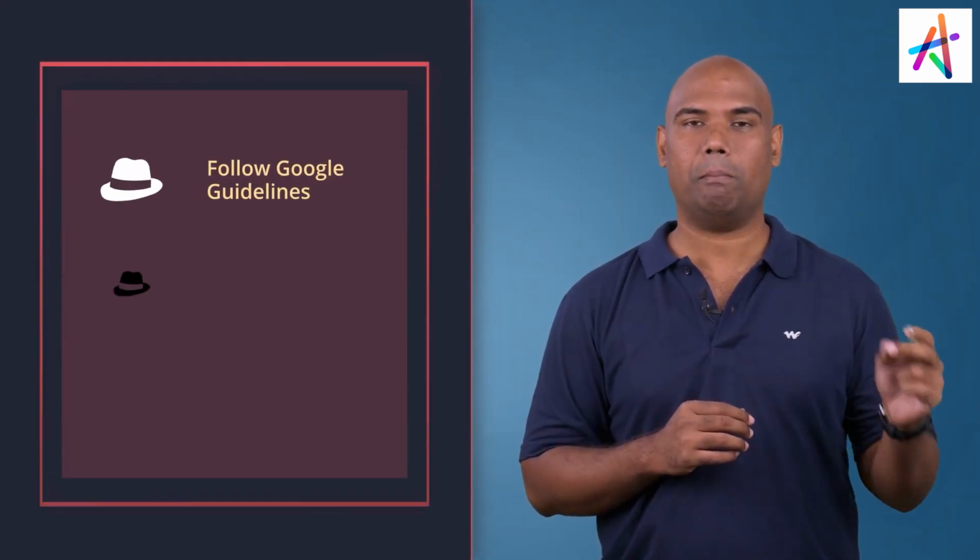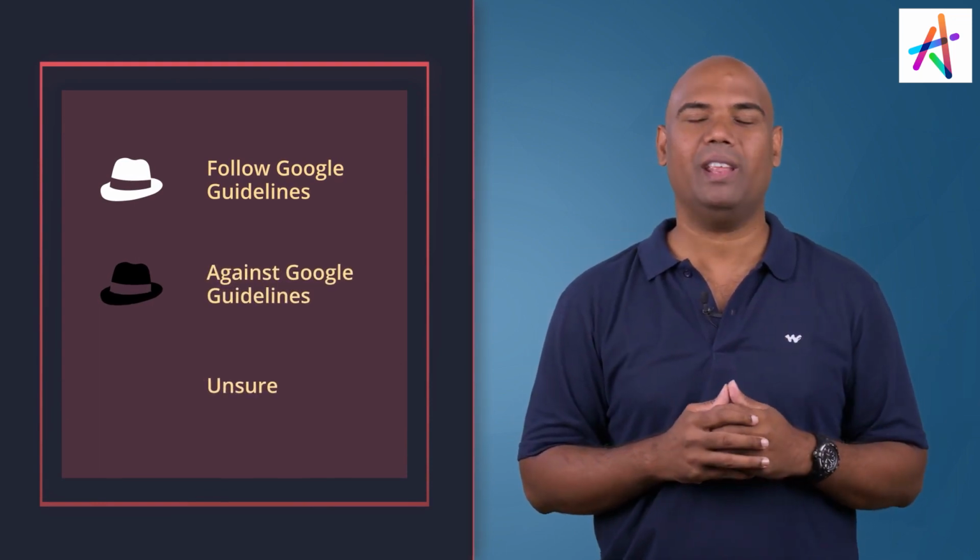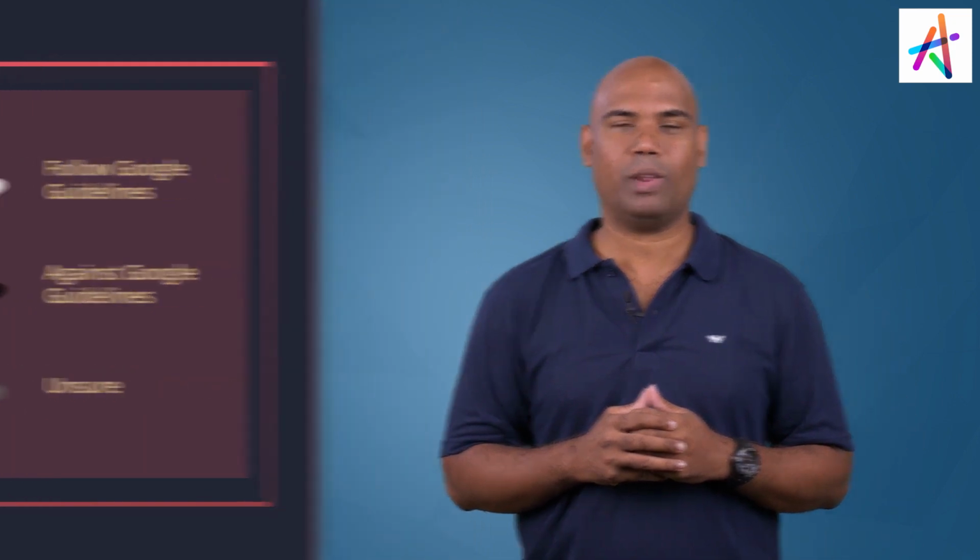Again, I hope this session was really helpful. These are the three different SEO techniques that people use. White hat, follow Google's guidelines. Black hat, go against Google's guidelines. When you're unsure, you're somewhere in between, it's called gray hat. Thank you very much. In the next section, we are going to talk about the types of SEO, some of the most important ones that you're going to learn in the near future.